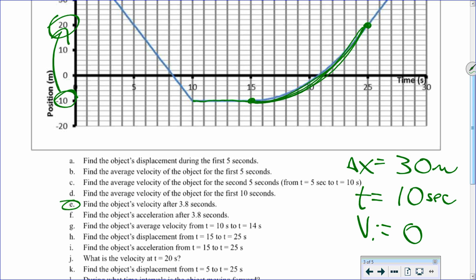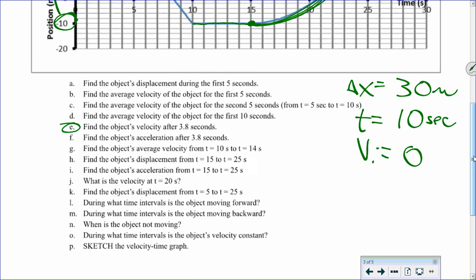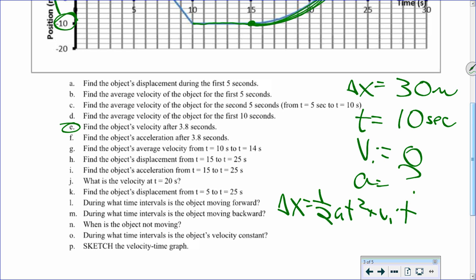And now we just got to find an equation that has acceleration in it. So A equals something. I think the easiest way to do it is to use this one, 1/2 AT squared plus VI T, and solve for A. Cool? If you picked up on that, good job. That was super.